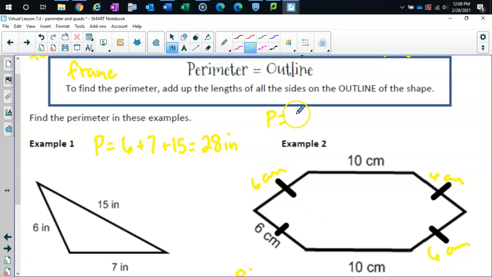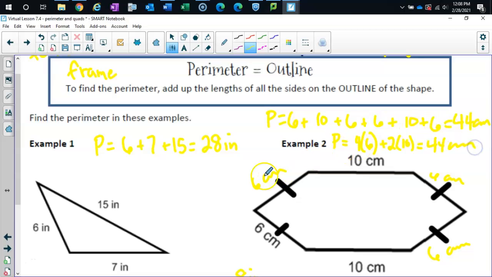So if I want to find the perimeter, I'm going to have 6 plus, I'm going to go right around, 10 plus 6 plus 6 plus 10 plus 6. Okay, we've got 4 6s, 1, 2, 3, 4, and 2 10s. When you add all of those together, you get 44 centimeters. Now, I want to point something out. You could have also done this way, okay? Perimeter is nothing more than adding up the sides. But since I have 4 6s, I could do perimeter equals 4 times 6 plus, and I have 2 10s, 2 times 10. That will also give you 44 centimeters. It's just a different way to look at it.